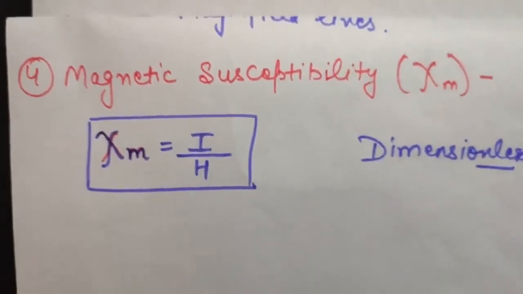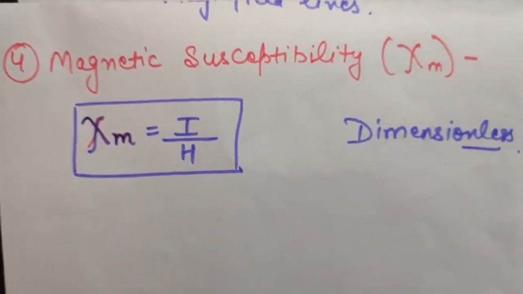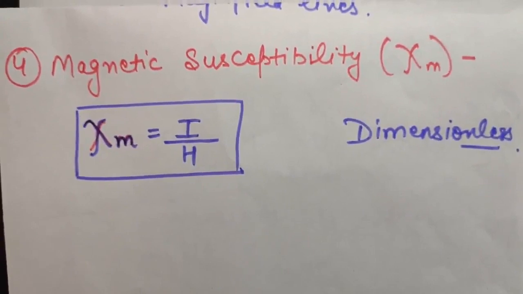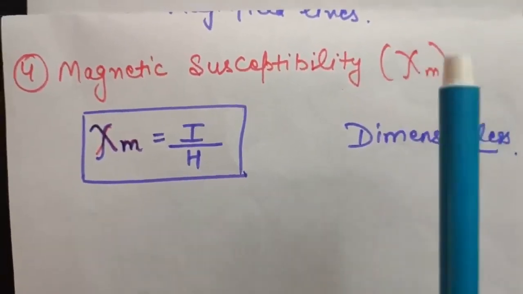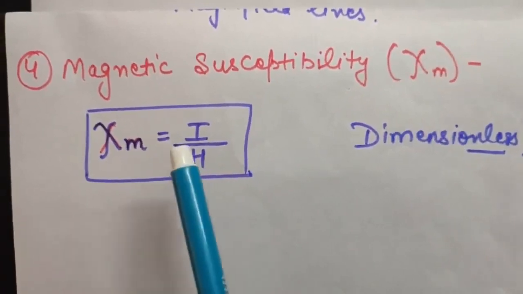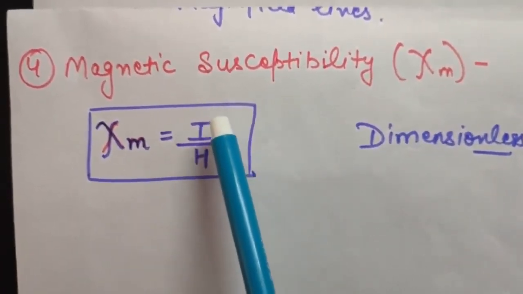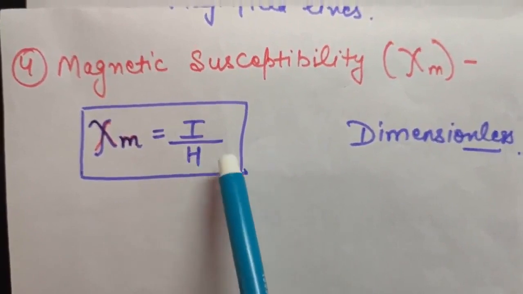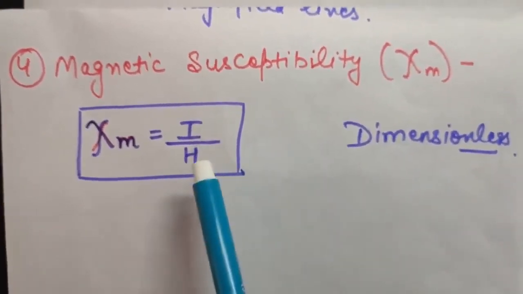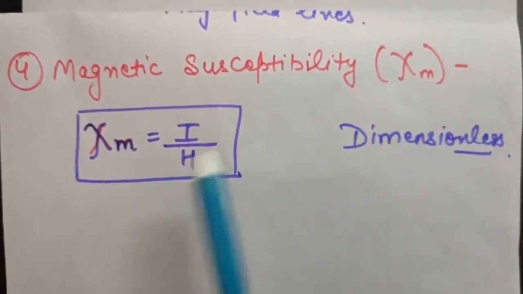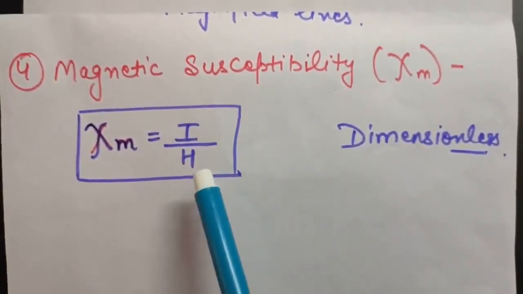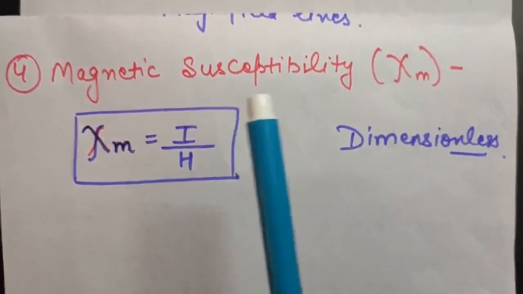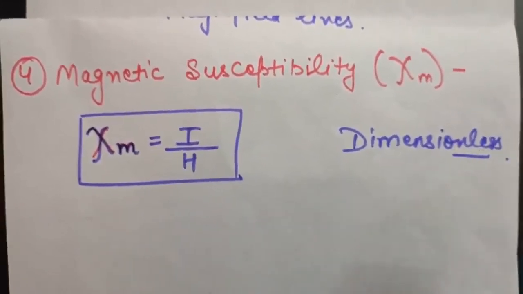The next is magnetic susceptibility. Magnetic susceptibility is denoted by chi m. It is defined as the ratio of intensity of magnetization to the magnetizing force, that is I by H. Now, as I have already told you, the SI units of I and H are the same. So that means magnetic susceptibility is a dimensionless quantity.